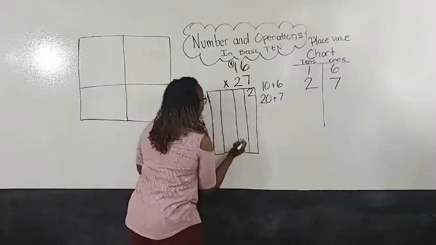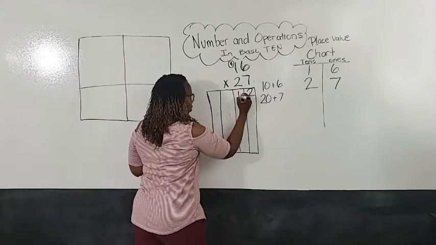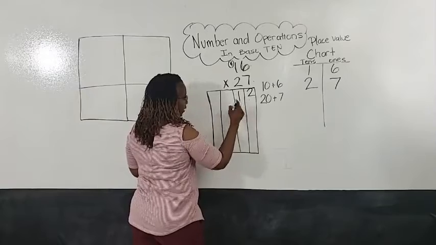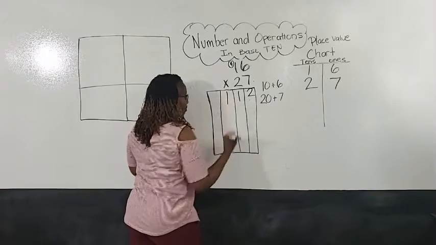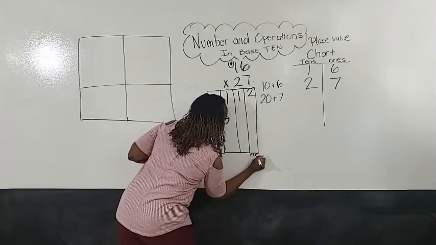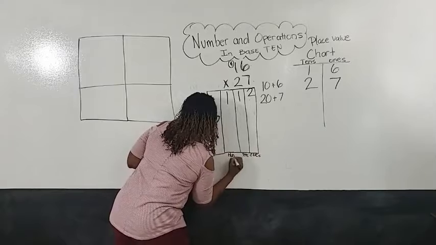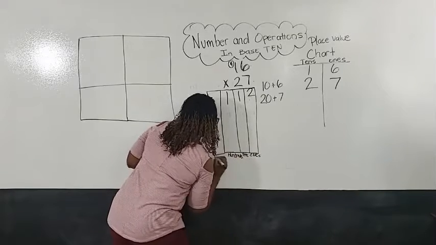Everything has its own place. So now I'm going to do 1 in my tens place and 1 in my hundreds place. So let me go down here and label. So this is the ones place, tens place, hundreds place, thousands place.